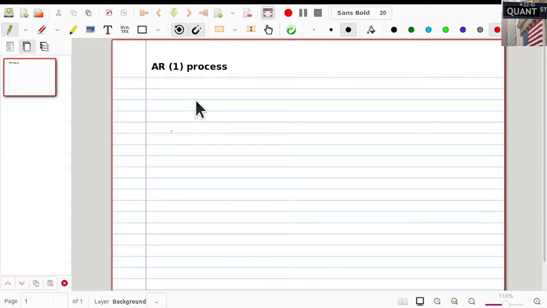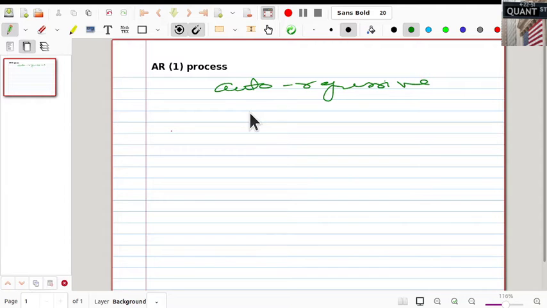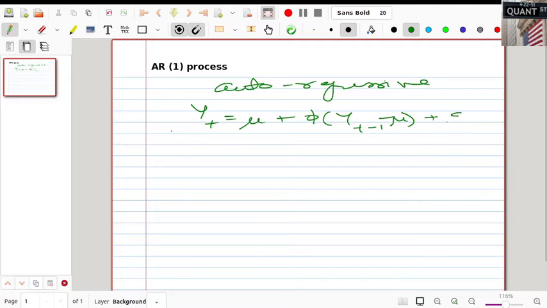Today I'll be talking about the AR1 process. AR stands for autoregressive, and we'll see why they use the term regressive and auto and 1. So basically we define an AR process as follows: yt equals some constant mu plus phi, another constant, times (yt minus 1 minus mu) plus epsilon t.